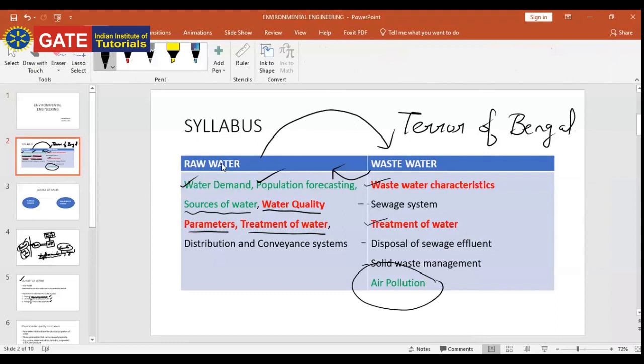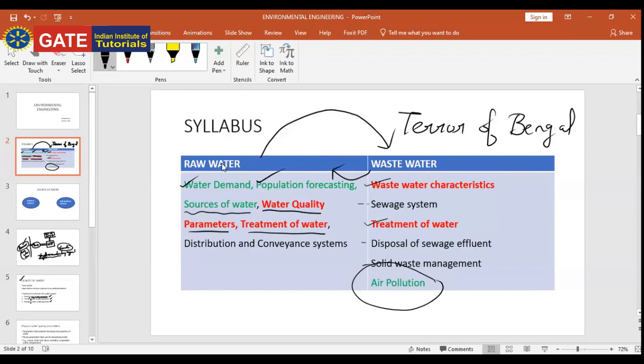Under raw water, we have water demand and population forecasting, which are among the most important topics from where we get the numerical problems. We have to calculate the water demand after this many years, after 30 years, or after 50 years, or after 100 years. We'll be asked to calculate how much the water demand is.